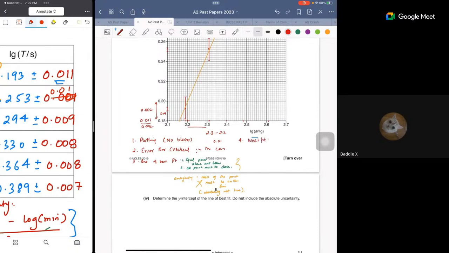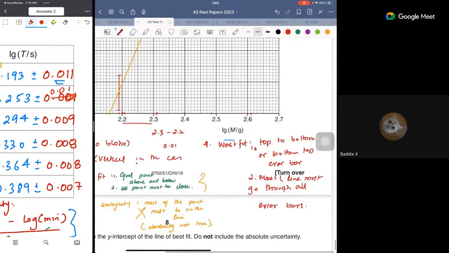So the worst fit line should basically start from the top to bottom, or bottom to top error bar. So one rule is this, and the other rule that must be followed, a must rule that is always followed, is that the line must go through all error bars. This is very important.